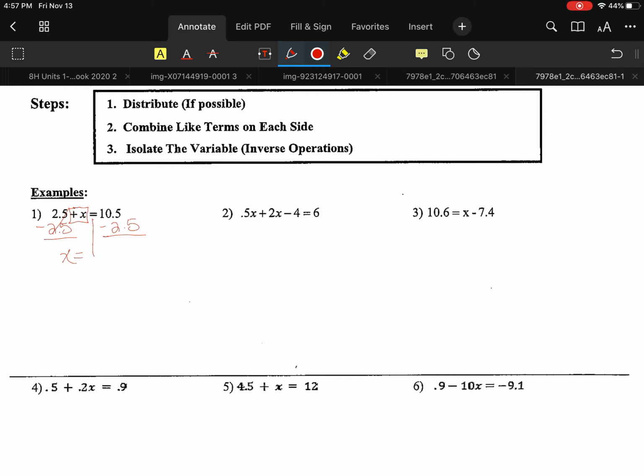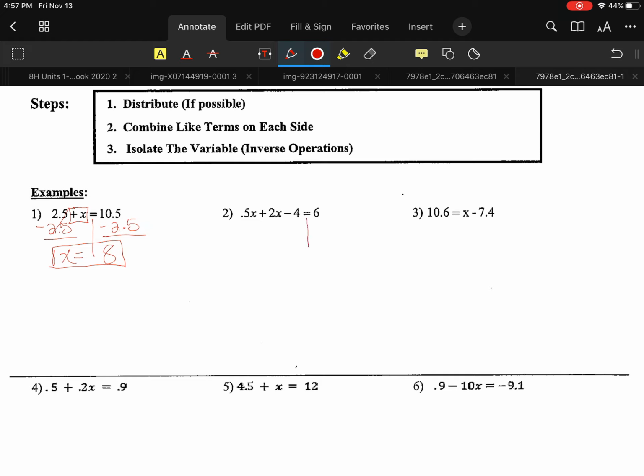So now I have x equals, and then again, hope that calculator is handy for those of you that aren't 100% confident with your decimals. 10.5 minus 2.5 gives you 8. So x equals 8. Again, you could check it and plug that 8 back in and do 2.5 plus 8. Make sure it equals 10.5.